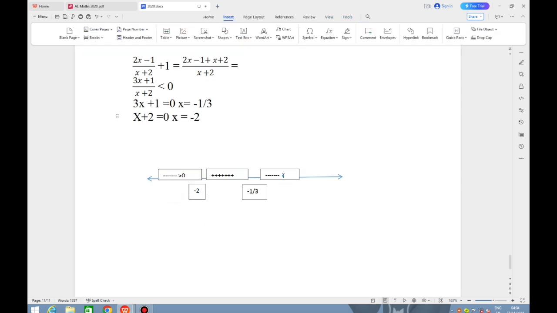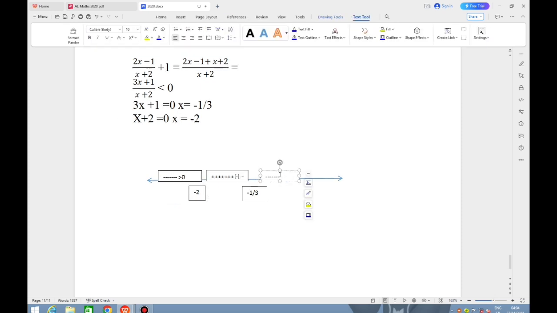Now if you substitute any value above negative 1/3, say 1, it becomes 3 plus 1 is 4, and 1 plus 2 is 3, that's 4 over 3, which is positive. So this is also greater than 0. Now any value between negative 2 and negative 1/3, say we take negative 1: negative 3 plus 1 is negative 2, and negative 1 plus 2 is 1. So negative 2 over 1 is negative 2, which is less than 0. So this is the correct range.